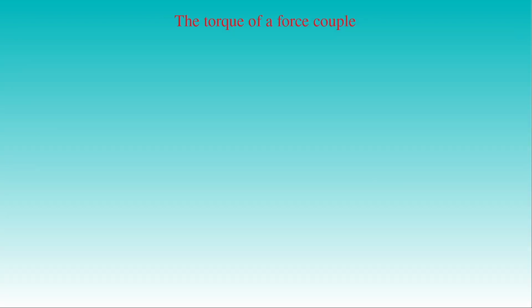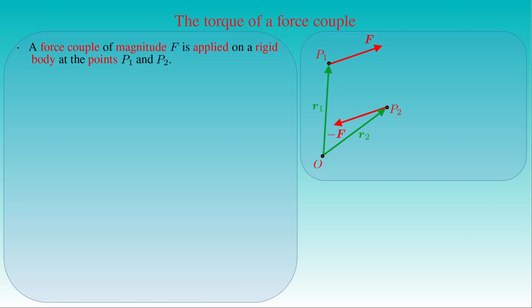We can apply these results to determine the torque of a pair of forces, or a force couple. Let us suppose that the force couple F and minus F is exerted on a rigid body at the points P1 and P2, where the body is free to rotate about its pivot point O. Here R1 and R2 denote the position vectors of the points of application for F and minus F with respect to the center of rotation O.